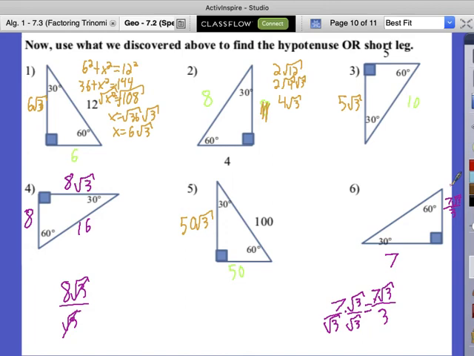So now how do I go from short leg to hypotenuse? Multiply by 2. So what's 7 times 2? 14. 14 square root of 3 over 3 is my hypotenuse.